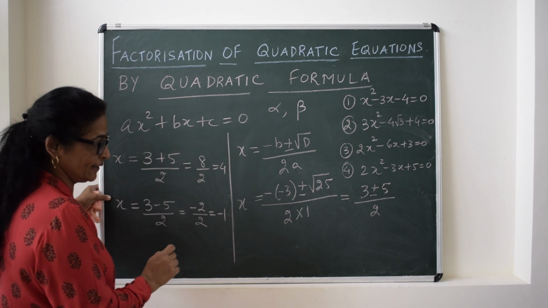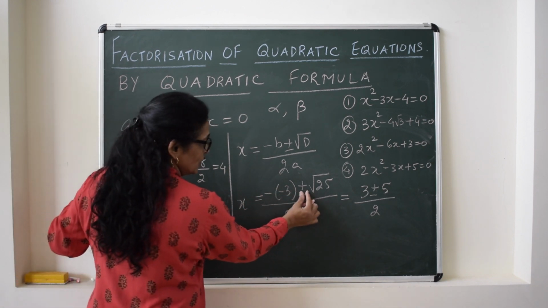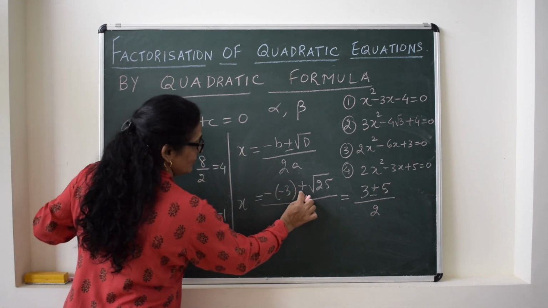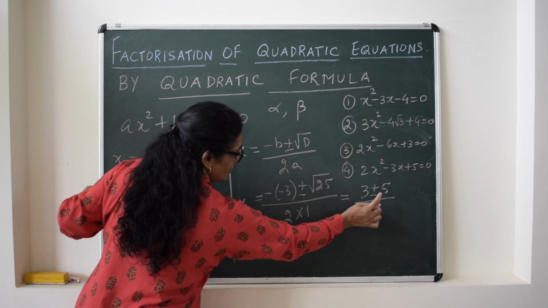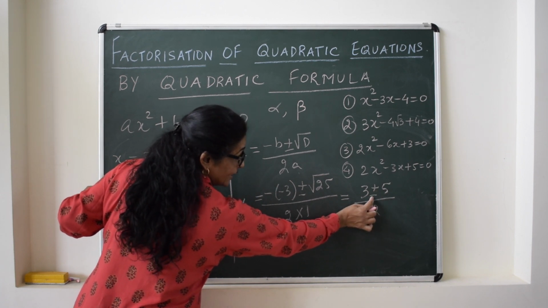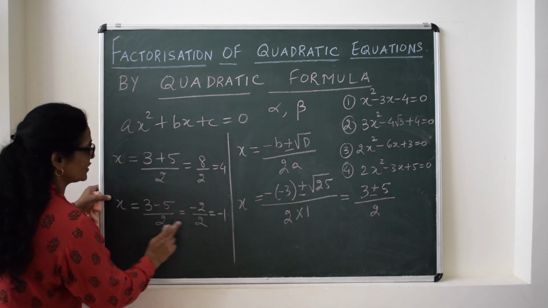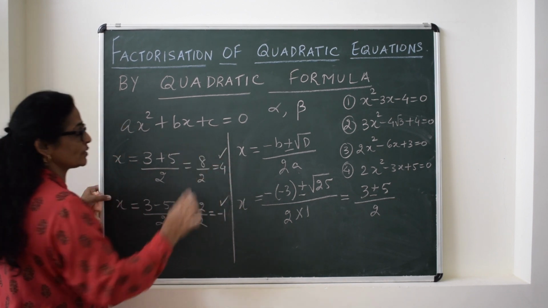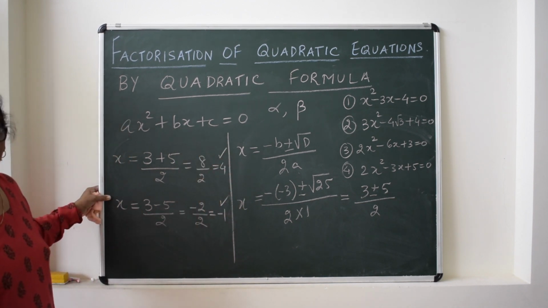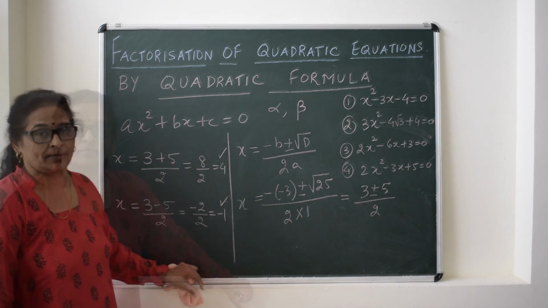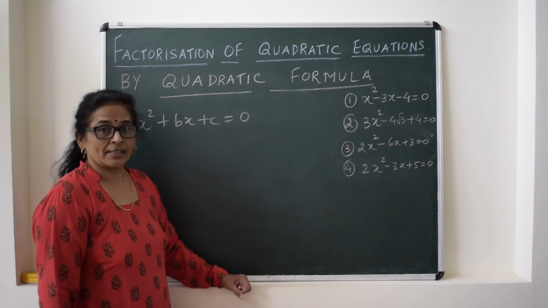So what we have seen, the two values of x: first we take the positive sign over here and second we take the negative sign over here. So this will give us the two values, those are called the roots of the quadratic equation. Let's take the second example.